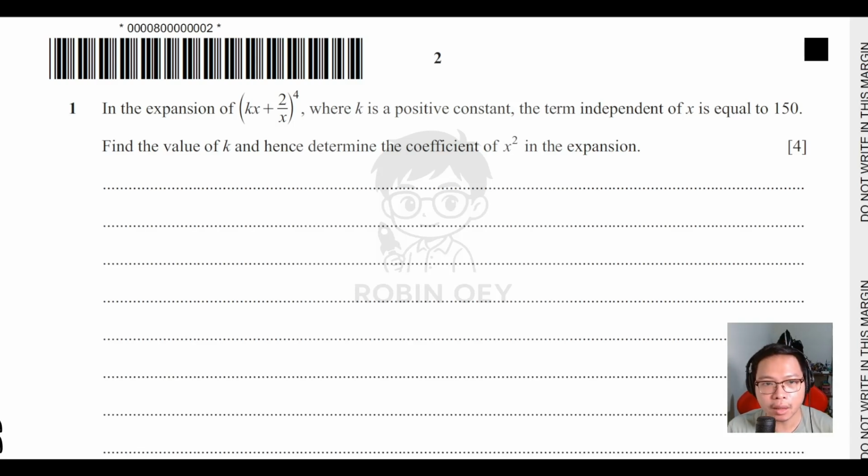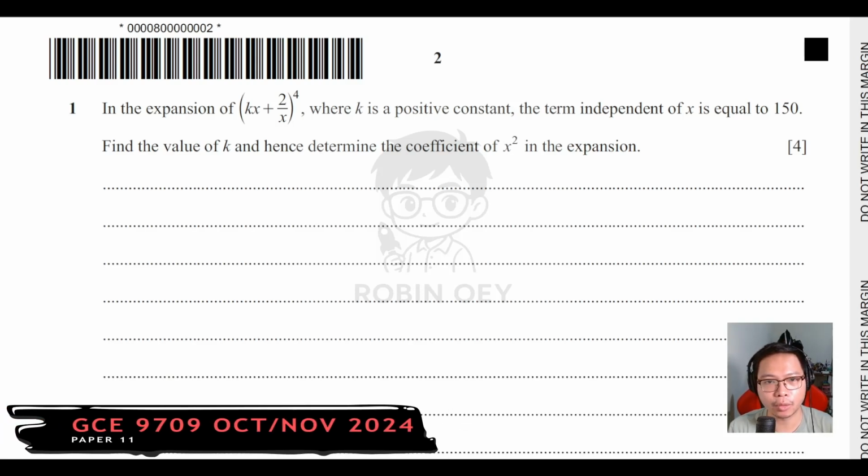Okay, number one. In the expansion of (kx + 2/x)^4, where k is a positive constant, the term independent of x is equal to 150. Find the value of k and hence determine the coefficient of x squared in the expansion.